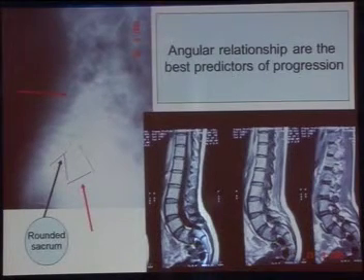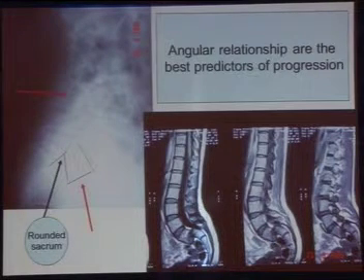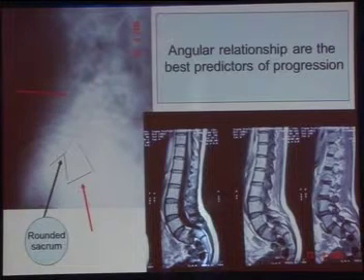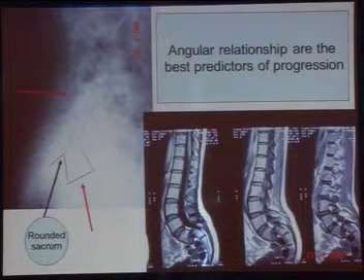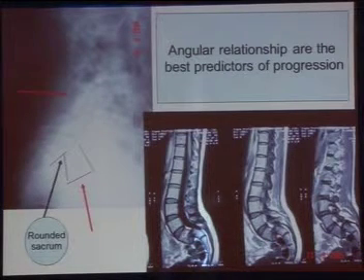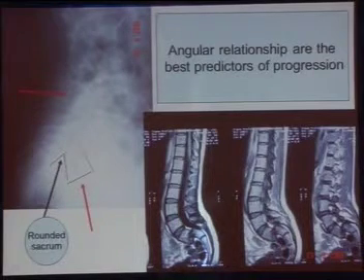The angular relationship between the L5 and S1 is more important than translational alignment. So it's always better to note that if there is an angular relation between the two, the chance of progression is much higher. So you need to do an interbody fusion rather than a posterolateral fusion, which is much safer.